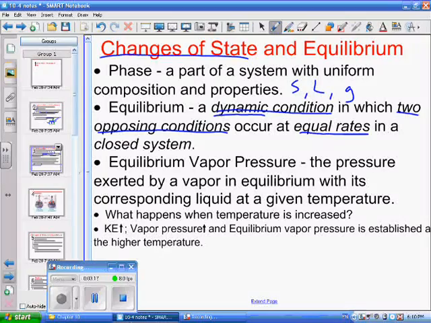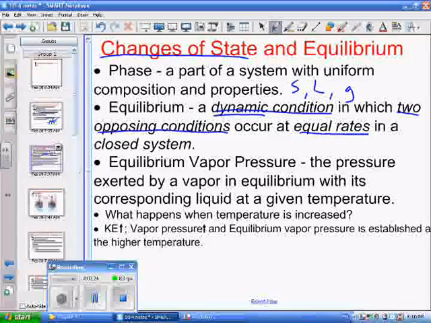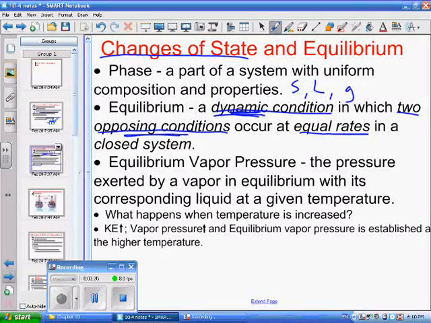So if you have an equilibrium of students in my room, let's say you have 10 students on the inside of the room and 10 students on the outside. The two opposing conditions, dynamic means they're going in and out. The two opposing conditions is in versus out, and at equal rates means that if a student goes out, another one has to come in. Or if two of them go in, then two have to go out. And it has to be a closed system. In other words, it's just my room and just the outside of this hallway here, okay?